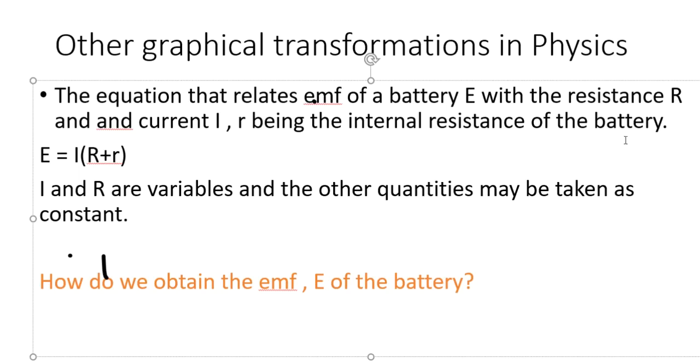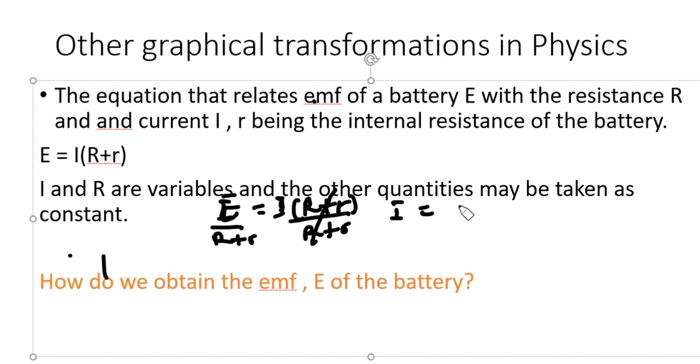Before we do this, we still need to transform the equation. How do we transform it? If we make I subject of the formula, let's write the equation. We have that E equals I bracket R plus r. To make I subject of the formula, let's divide through by R plus r. The small r is the internal resistance of the battery. Once we do this, we have that I equals E upon R plus what?